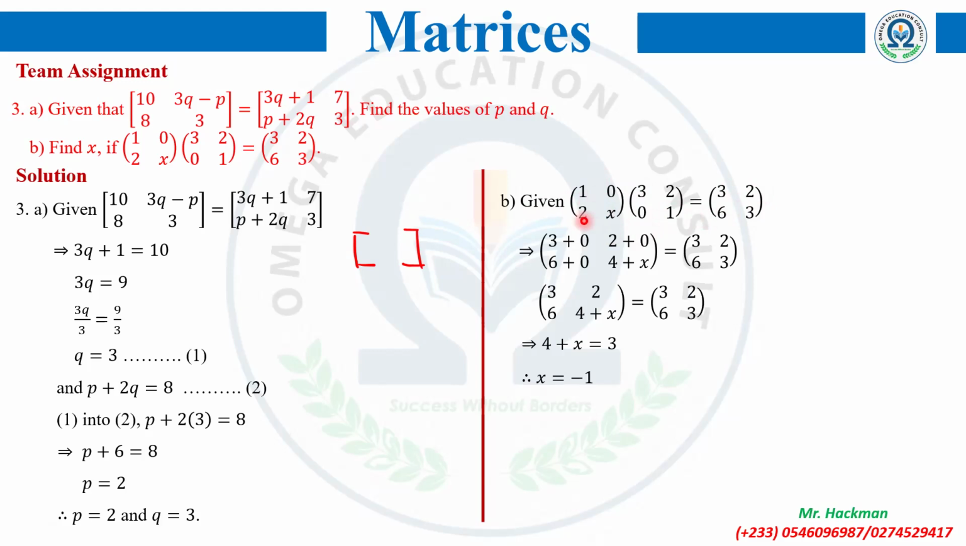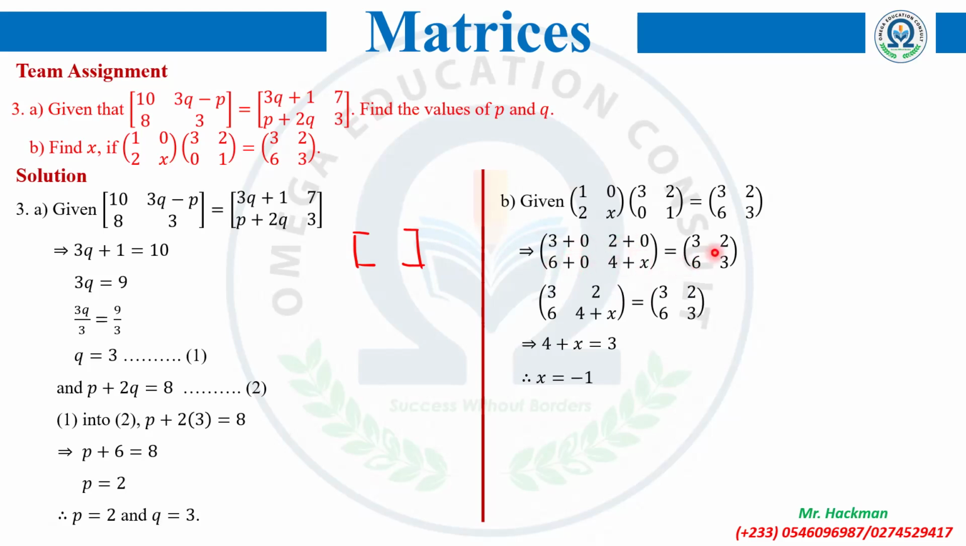Row by column. It will be 1 times 3, which gives 3, plus 0 times 0, which gives 0. Then 1 times 2, which is 2, plus 0 times 1, which gives 0. Then 2 times 3, which is 6, plus x times 0, which gives 0. Then 2 times 4... 2 times 2, which is 4, plus x times 1, which gives x.